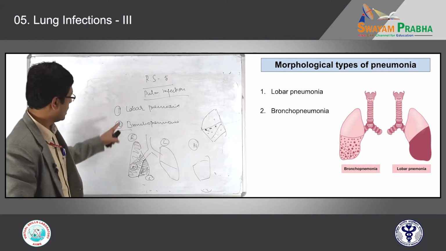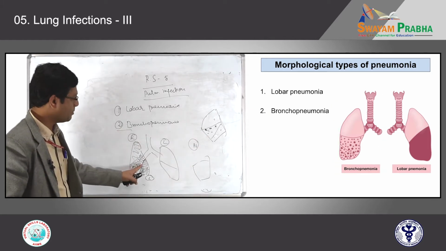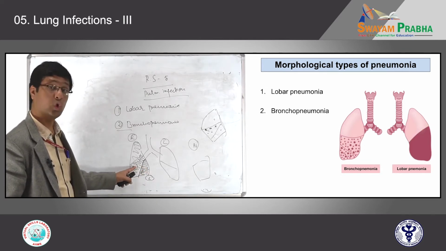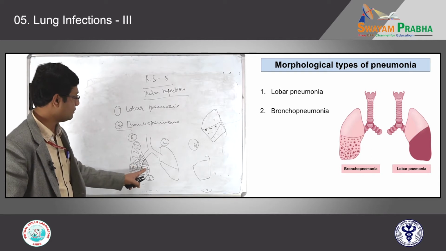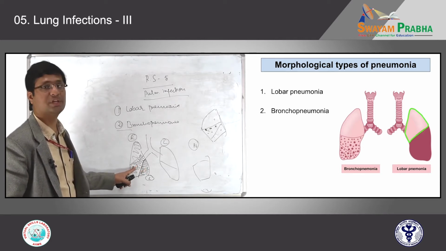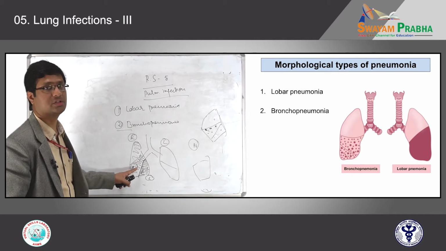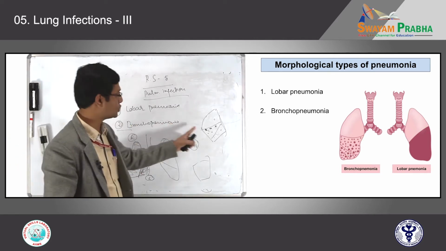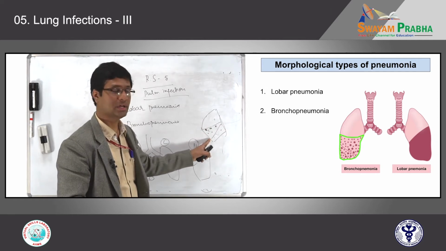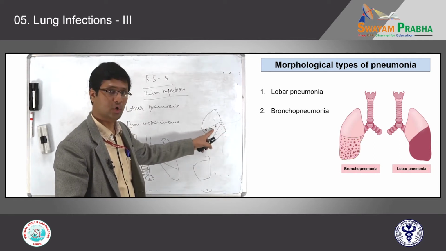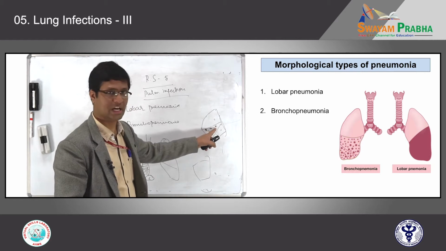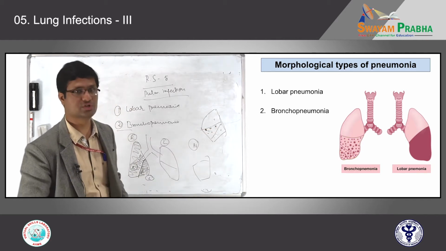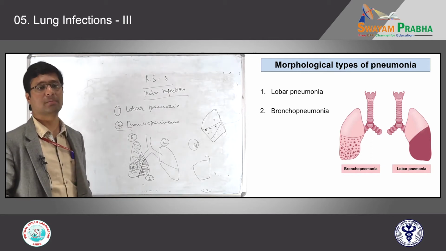I repeat, lobar pneumonia means complete involvement of one lobe of the lung. It may be one lobe, two lobes, or whole of the lung. And if one lobe is involved, the next lobe is perfectly fine, normal, it's uninvolved. That is called lobar pneumonia. Bronchopneumonia, usually multiple patchy involvement, involves more than one lobe, and intervening lung parenchyma between these pink patches will be normal. So this is the morphological difference between lobar and bronchopneumonia.